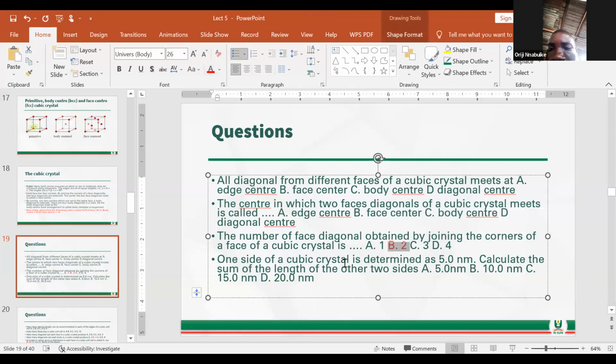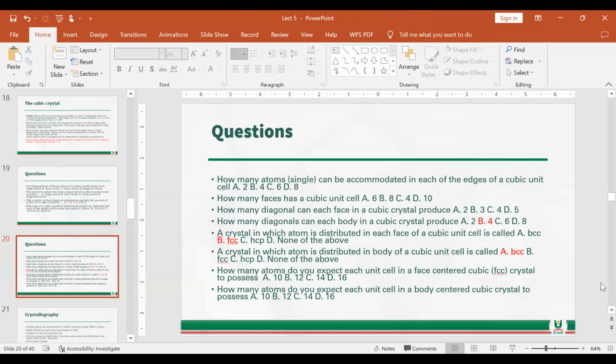One side of a cubic crystal is determined as 5 nanometer. Calculate the sum of the length of the other 2 sides. If it is a cubic crystal, all the sides are what? Equal. So there are 3 sides of a cubic crystal. One side is 5, so the other sides are also 5, 5. So the sum of the length of the other 2 is 5 plus 5, which is 10 nanometer.